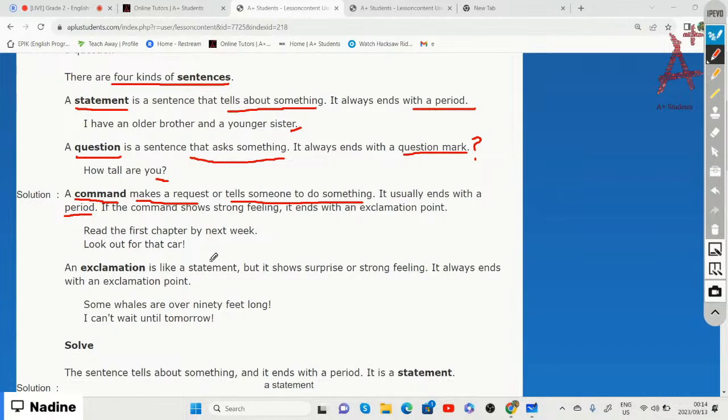But if the command shows strong feeling, right, then it ends with an exclamation point. Now I'm going to make two examples, right? One example where it ends with a period, and an example where it ends with an exclamation point.